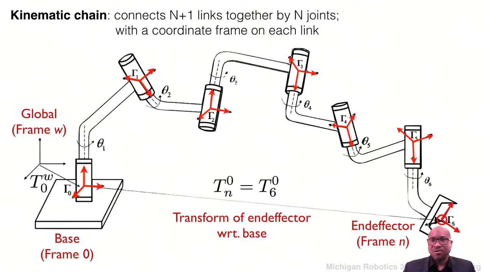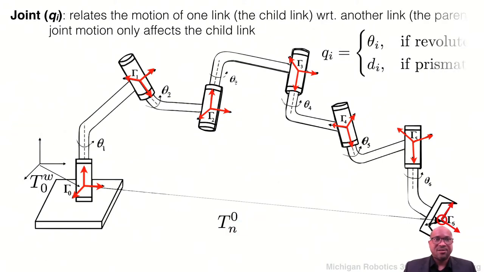And so we have coordinate frames on each of those links. We're going to note that joints connect two links together. And so we consider one of those links that are connected to the joint to be the child and the other link to be the parent. The motion of the joint is considered to only affect the child, not to affect the parent. So it's the movement of the child with respect to the parent.